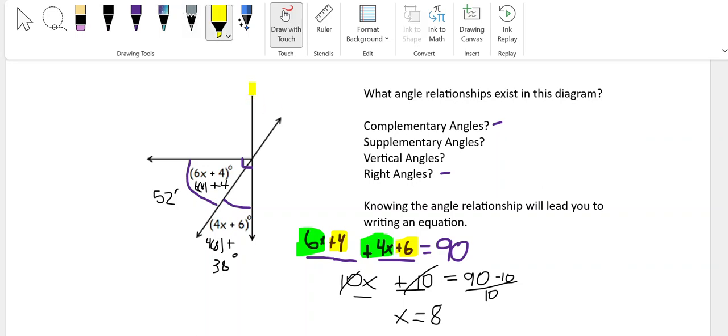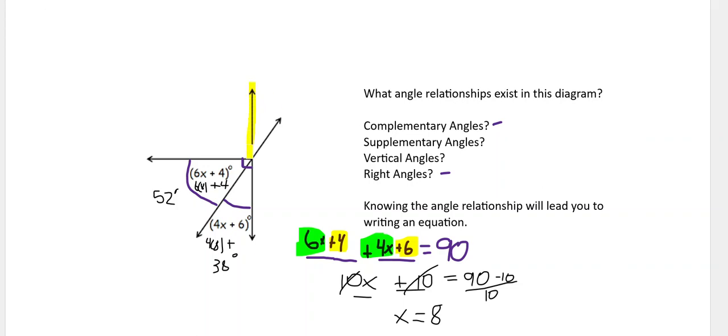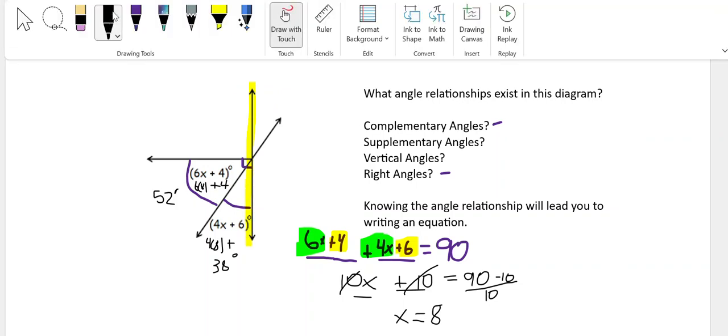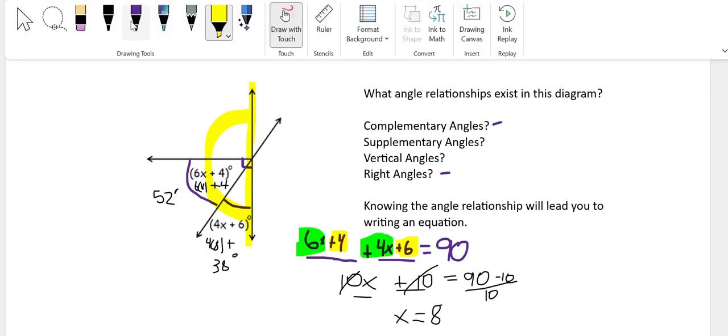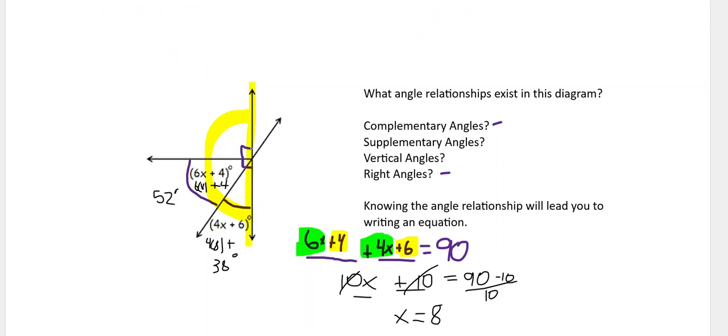We know that any line has 180 degrees on either side. So that 90-degree angle must add up to 180 with this angle, which means it must be 90 as well, because that's the only way you're going to add up to 180: 90 plus 90.